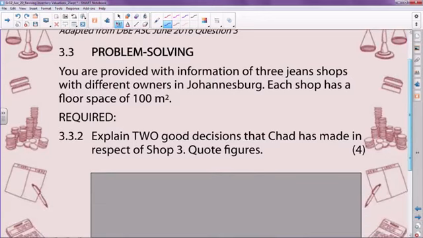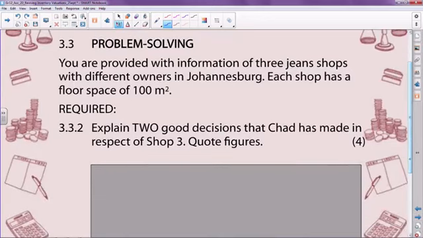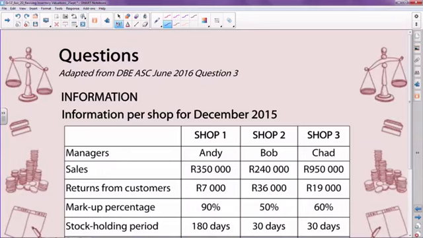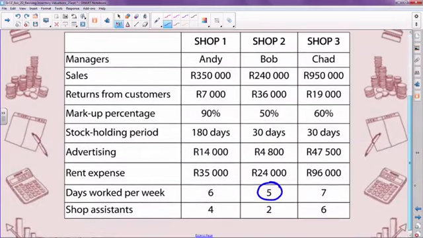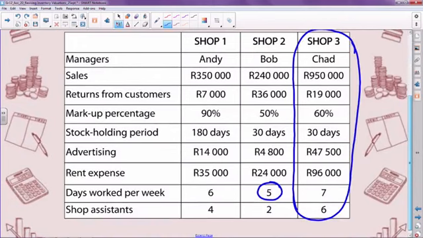Okay, guys, now you are told that shop number 3 had 2 good decisions that Chad had made in respect of shop number 3. You've got 1 minute to see what were those good decisions that were made by whom? By Chad. So your emphasis now is on shop number 3. Check it out and see what good decisions were made by Chad. Your minute starts now.